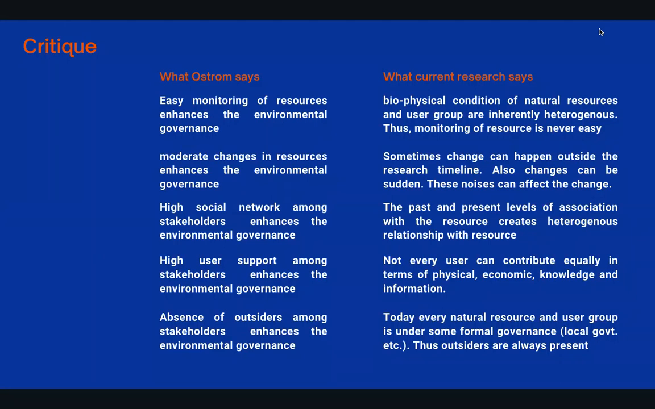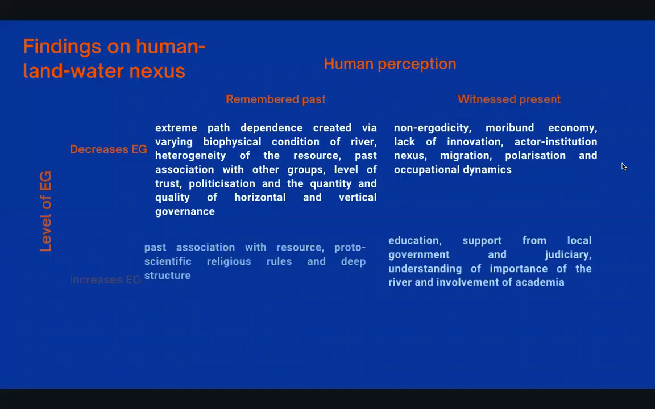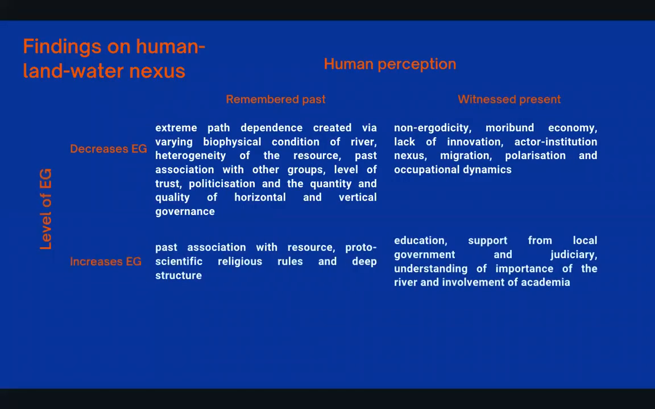And finally, what I found is that in today's world, every natural resource has come under some form of formal governance, that is local government or state government or national government. Therefore, outsiders are always there, and their inaction can also be treated as an action for ourselves or for our cause. So this is the finding on the human-land-water nexus in that area. And I found that it is a mixed bag. There is no one way of looking at it.